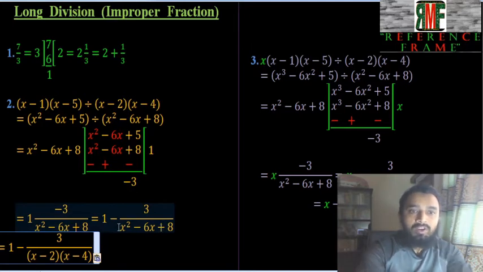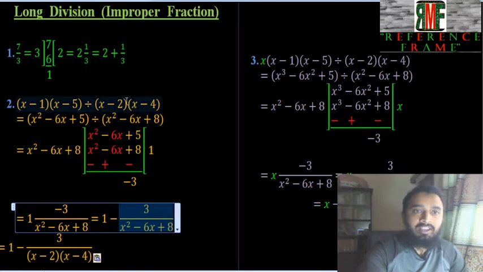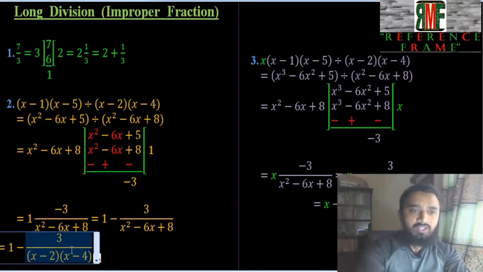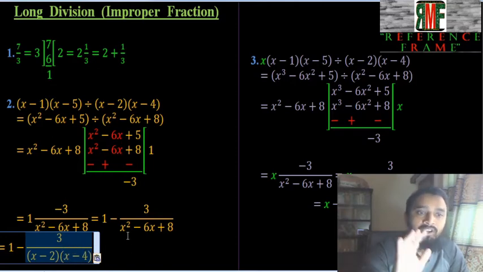Okay, now look, we know the value of this denominator portion, which is actually x minus 2 into x minus 4. So we can write it in this form. Now look, here apart from 1, we have a situation like this. So look, this is actually a proper fraction. Now all we need to do, we need to convert this part.